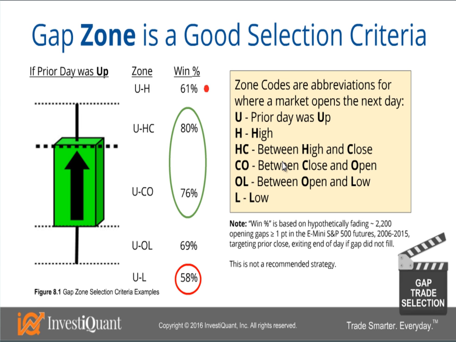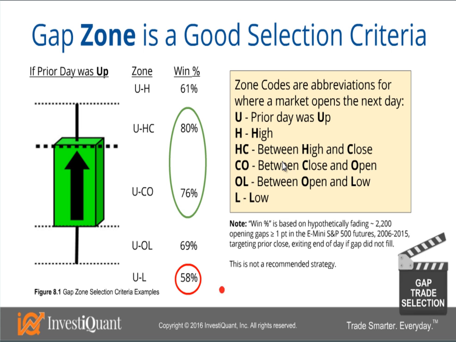If it opens between the high and the close, and I don't know that we had a lot of room between the high and the close today, but that's a high probability trade. If we open between the close and the open, 76% odds. That's just broadly speaking. If we happen to gap down below and open below today's lows, I call those blood gaps.